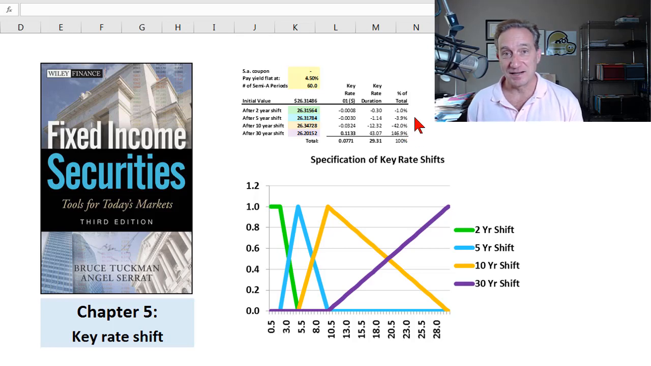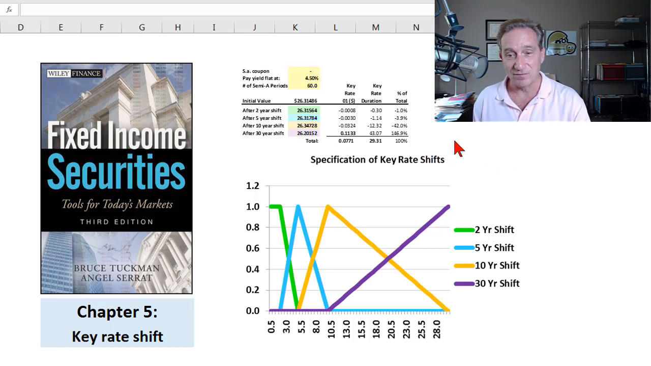So in this video, I'd like to explain the key rate shift technique by explaining Bruce Tuckman's table 5.2, which is the exhibit he uses to introduce the key rate shift technique. If we understand this table, this analysis of key rate shifts, then we basically understand the key rate shift technique, and we will see why we do it.